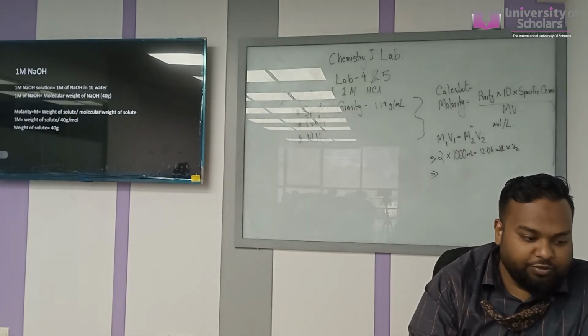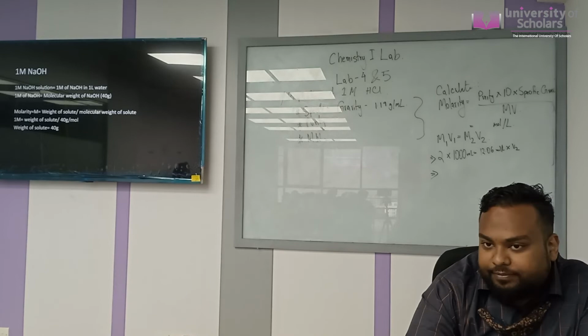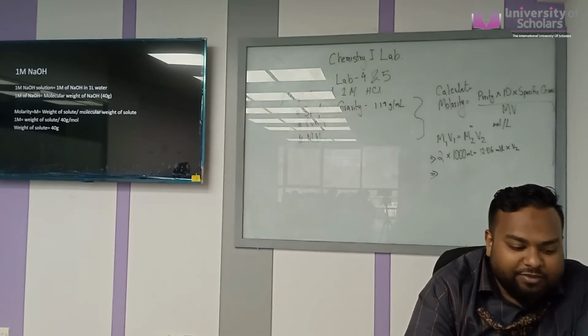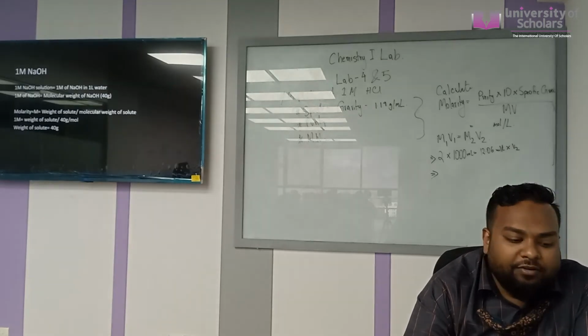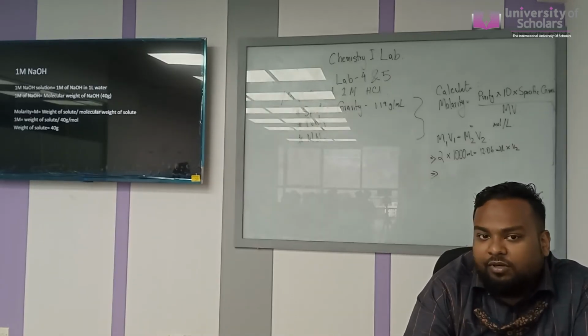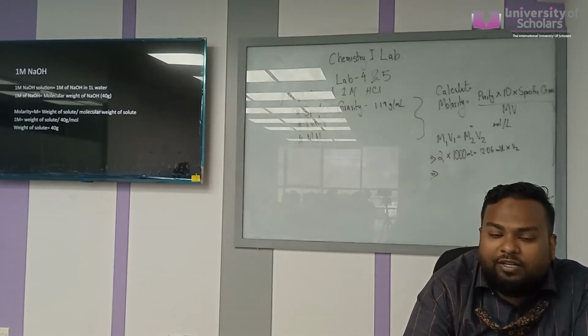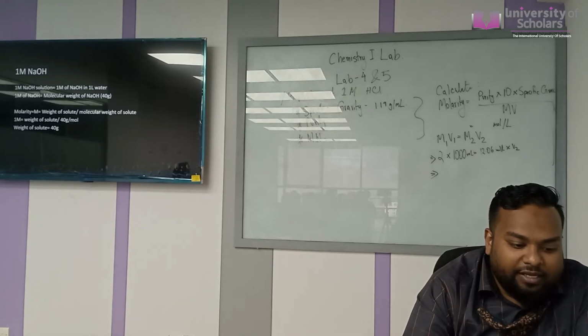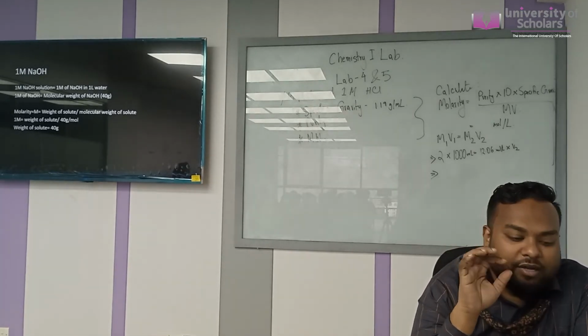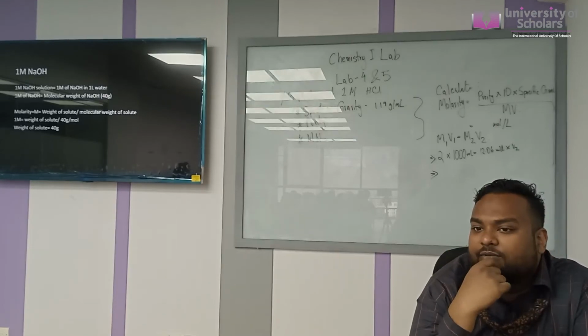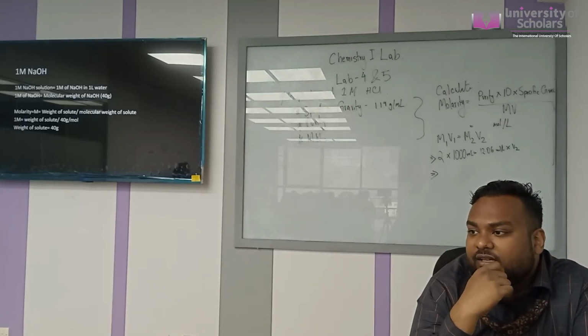Moving on to the preparation of sodium hydroxide. Same story here as well: you have to make 1 molar sodium hydroxide solution. To do this, the first thing you should know is the molecular weight of sodium hydroxide, which is 40 grams per mole.